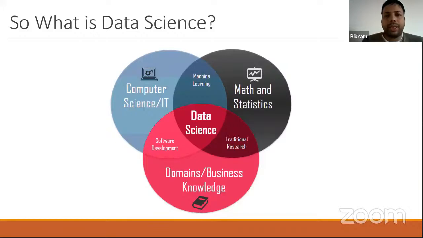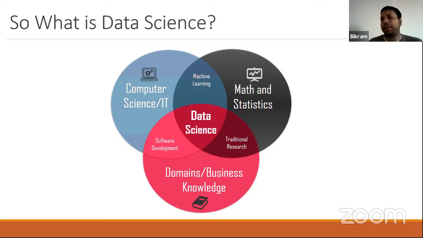So what is data science then? You can see that data science is at the center, where you have mathematics and statistics, you have your traditional conventional research, you have some bit of domain and business knowledge. It's very, very important at times. Then software development: to be able to realize anything in this digital world, especially if you want to extract some hidden insights from the data, how do you do it? Either you use a tool or you code it up, right?